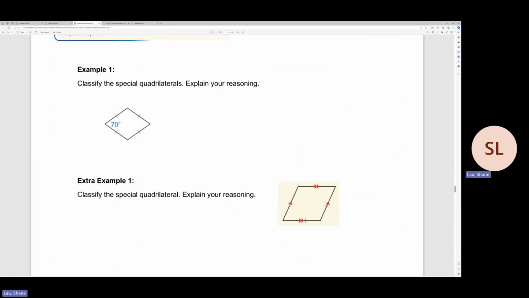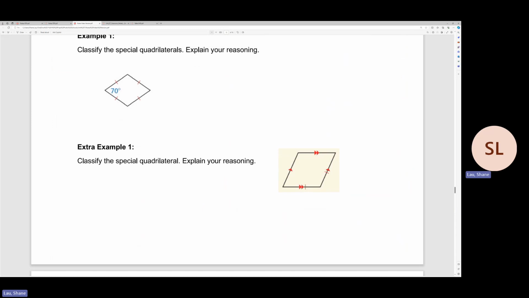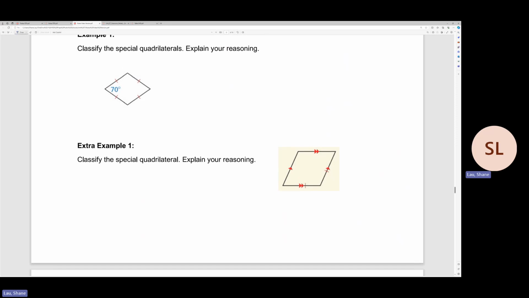And so now that we have that information, we're going to look at example 1. In example 1, we are to classify the special quadrilateral and explain our reasoning. Well, the easiest thing to do is to see, well, I have 4 congruent sides here. And so if I look back at my flowchart, my theorems, my corollaries, the only things that are going to have 4 congruent sides are our rhombus and our square.